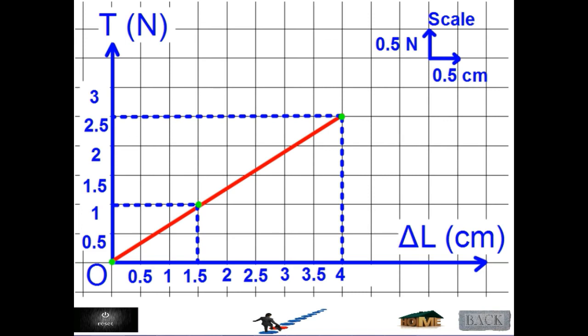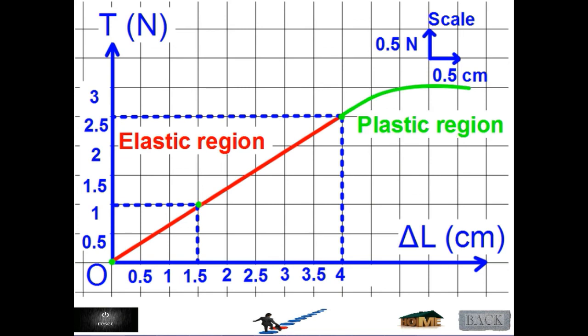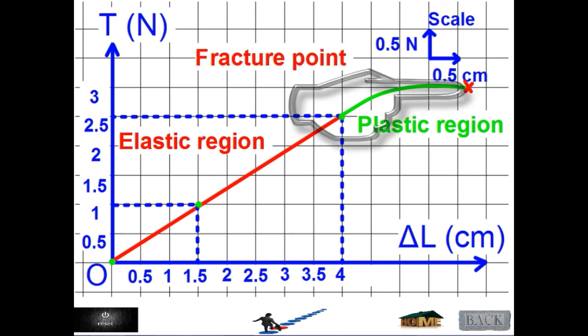If the spring obeys Hooke's law, then the graph should be a straight line passing to the origin, and this region we call it elastic region. While if we exceed the maximum force, the graph will no longer be a straight line, and this green graph is the plastic region. And here in this region, the spring is no longer a Hookean spring. It's unable to go back to its initial length. And if we increase the force more, this is the fracture point where the spring breaks.